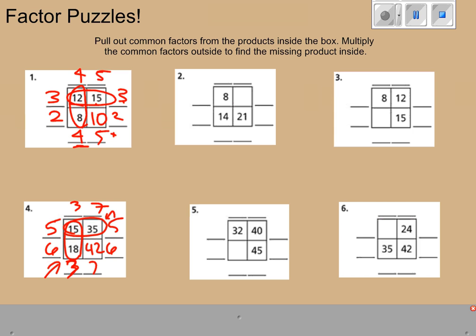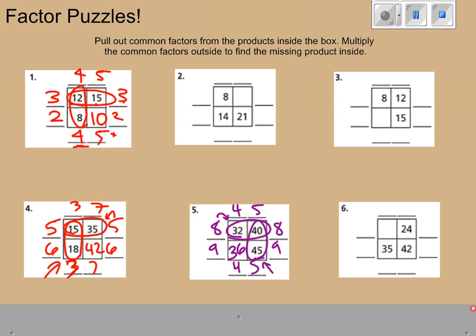So if I jump over here to number 5, 32 and 40, that's going to be 8. 45 and 40, that is going to be 5. So 8, 8, 5, 5. 5 times 9 gives me 45. 8 times 4 gives me 32. So 9 times 4, this is going to be 36.